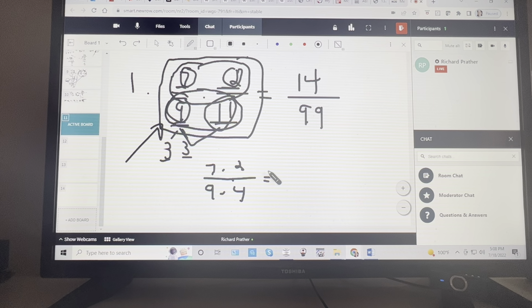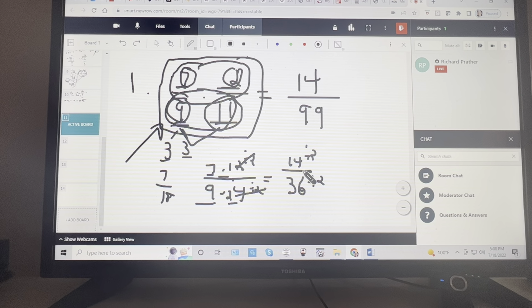You could either go straight across and get 14 over 36 if you want, but then notice these both divide by 2. And it's harder to do it here because the numbers are bigger. But if both of these divide by 2, then you can do it here while the numbers are smaller. 2 divided by 2 is 1. 4 divided by 2 is 2. Now you get an easier problem. 7 times 1 is 7. 9 times 2 is 18. And 14 divided by 2 is 7. 36 divided by 2 is 18. It works that way too, as it should.